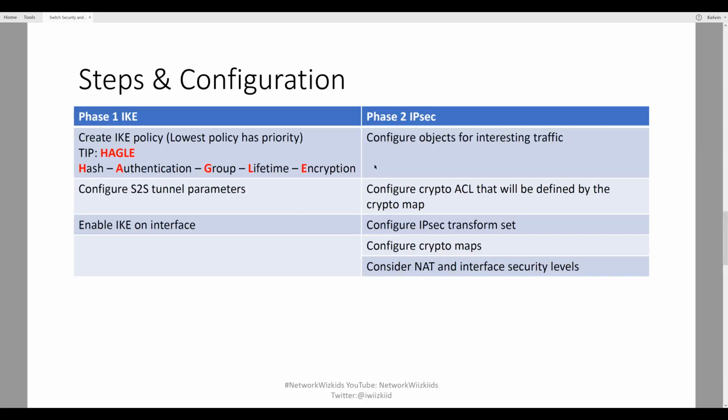Within the IPSec configuration, you need to configure the parameters. I've put a tip, and what you can see there is HAGGLE. If you remember HAGGLE, you'll be able to remember the way you configure IPsec v1. Essentially, you configure your hashing, H, and then your authentication, A. Then you configure your Diffie-Hellman group, and then your lifetime and encryption. So if you remember HAGGLE, then you should be able to configure IPsec v1.